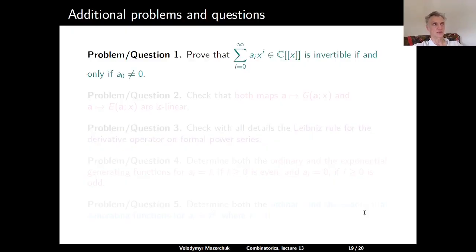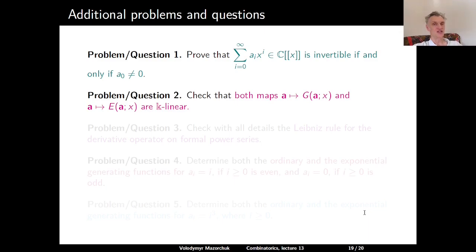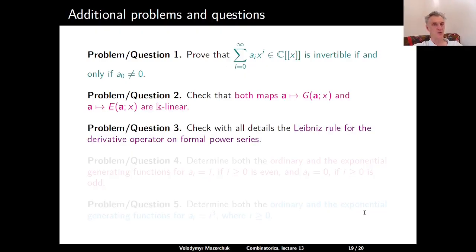Some additional problems and questions at the end. Problem 1. Prove that a formal power series is invertible if and only if the coefficient at 1 is not 0. Problem 2. Check that both maps from sequences to ordinary generating functions and from sequences to exponential generating functions are k-linear. Problem 3. Check with all details the Leibniz rule for the derivative operator on formal power series.